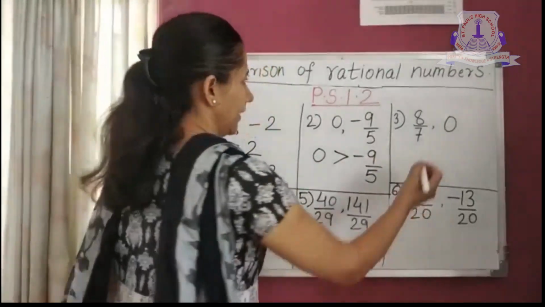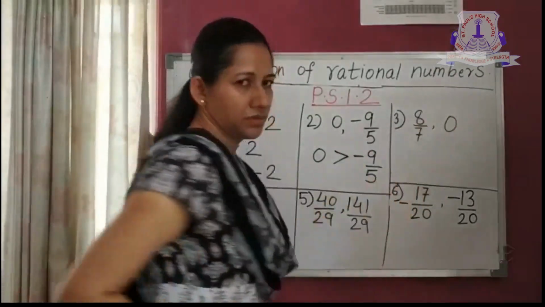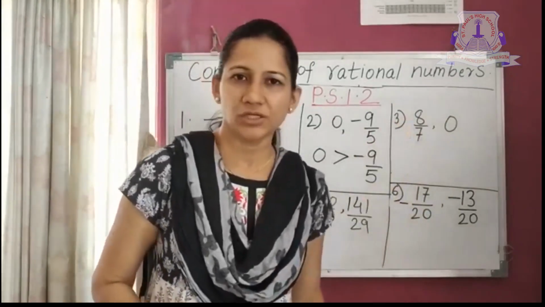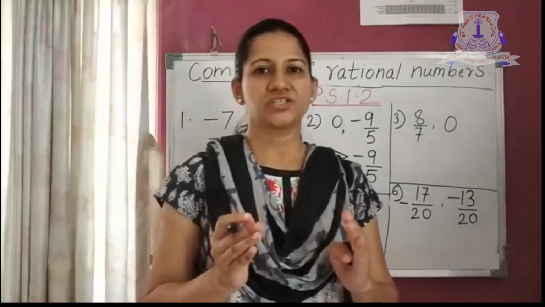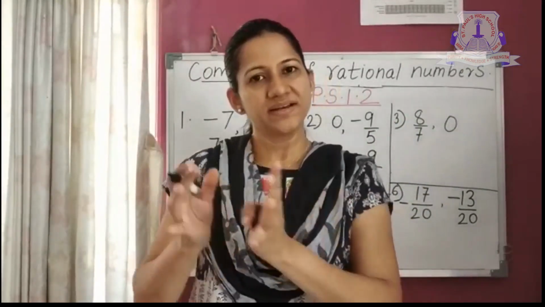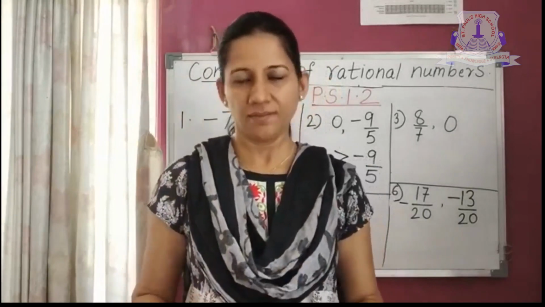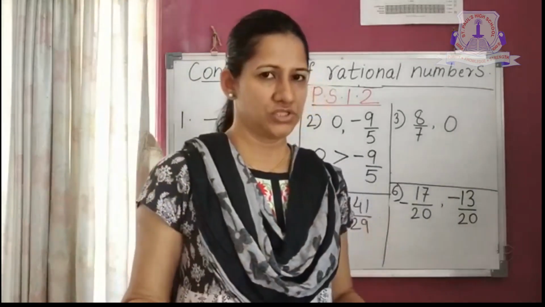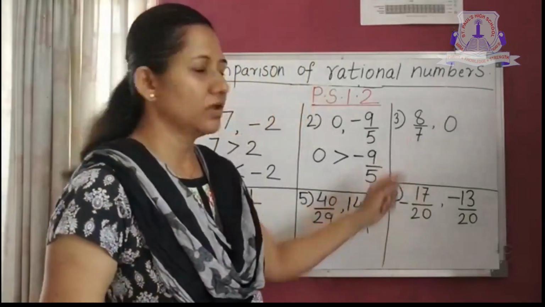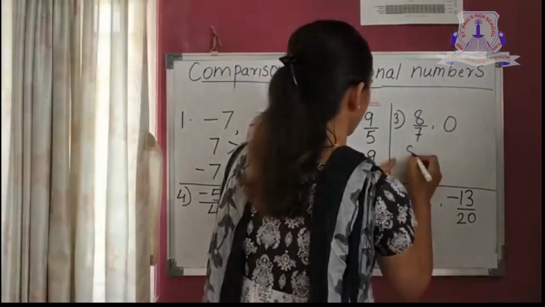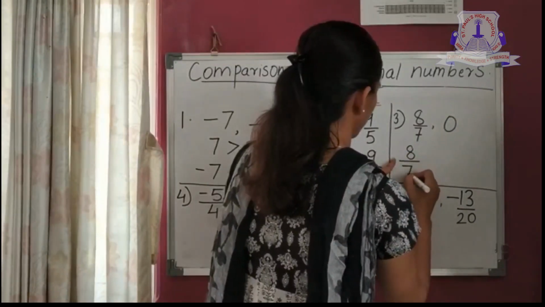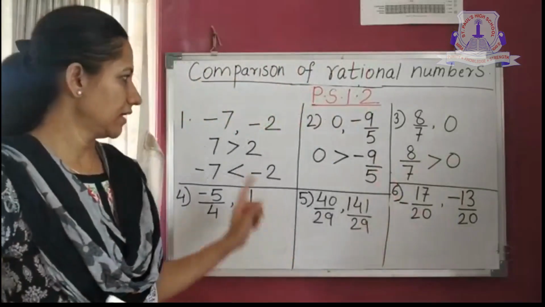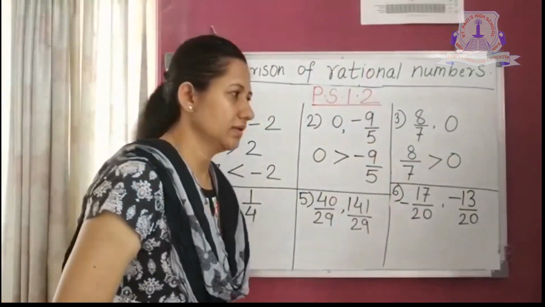Next, the third one, 8 upon 7 comma 0. How do we compare these two? Since this fraction, 8 upon 7, is a positive fraction, and all the positive numbers are written on the right hand side of 0 on a number line, they are all greater than 0. So all positive numbers are greater than 0. So here also we can write 8 upon 7 is greater than 0. Clear? I hope all these three are clear to you all.